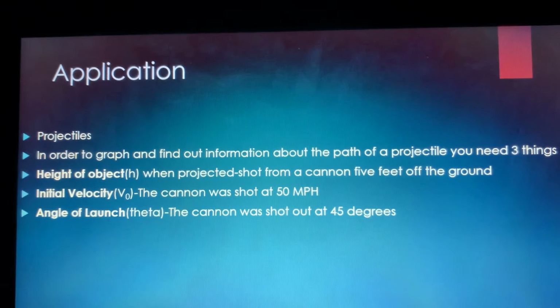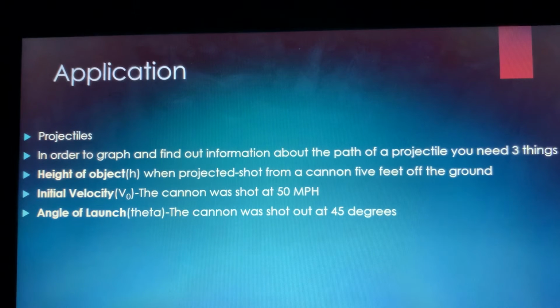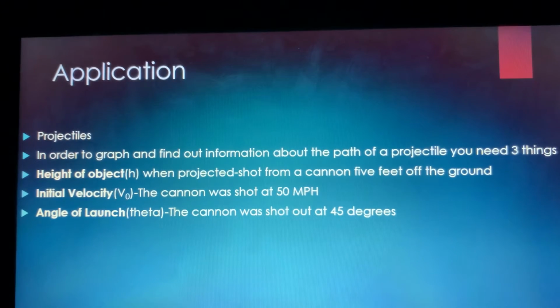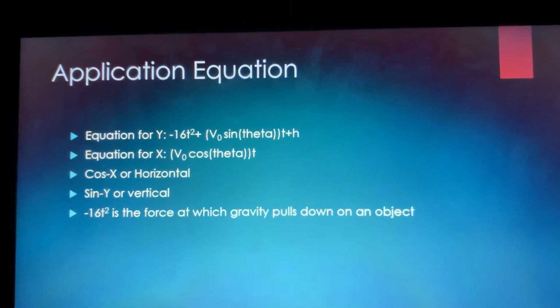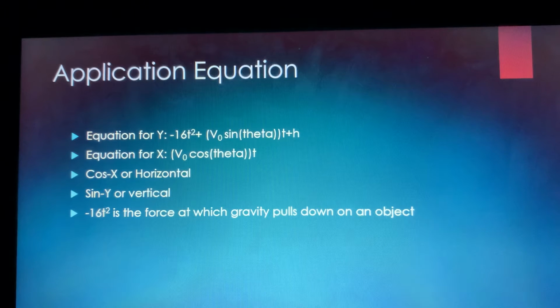Now, the angle of launch, also known as theta, we don't have theta signs, we just have to write theta, that is one of the values you need. For example, if the ball was shot out of the cannon at 45 degrees, theta would be 45. So the two parametric equations are negative 16t squared plus v sub 0 sine of theta, all multiplied by t, and then you add h.